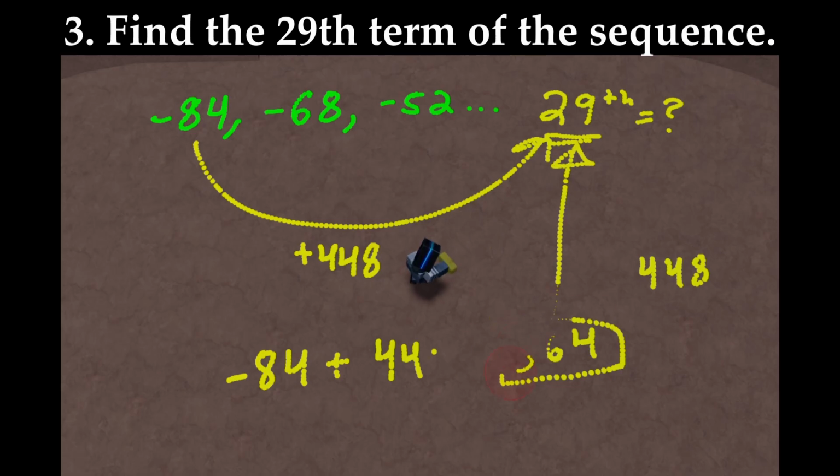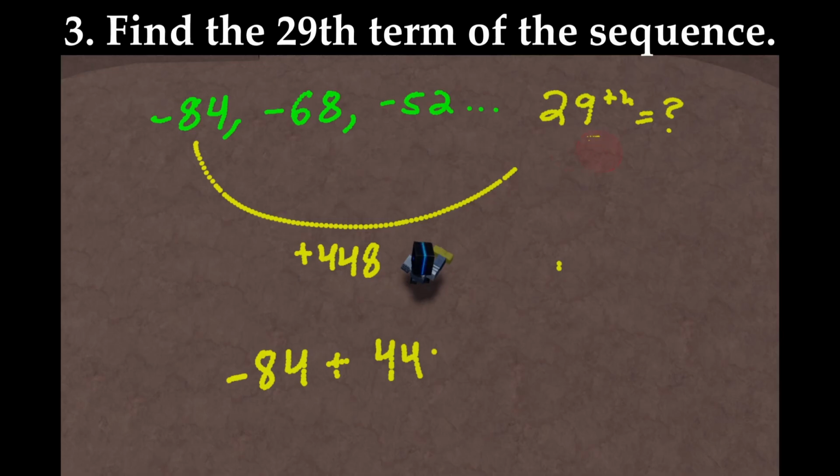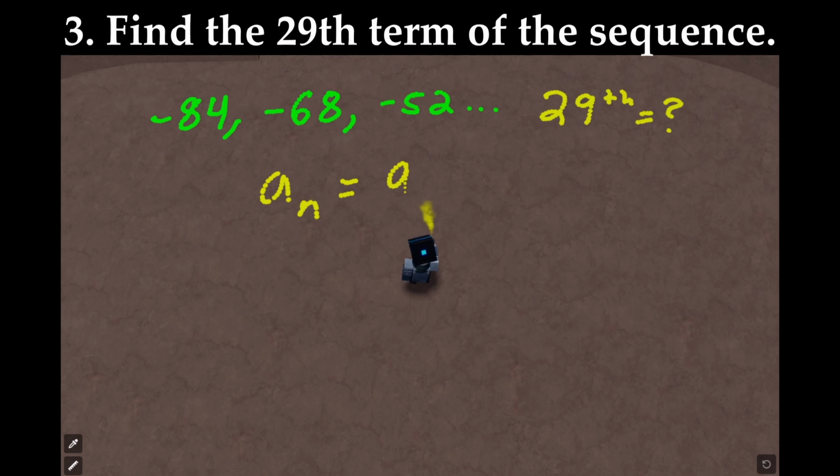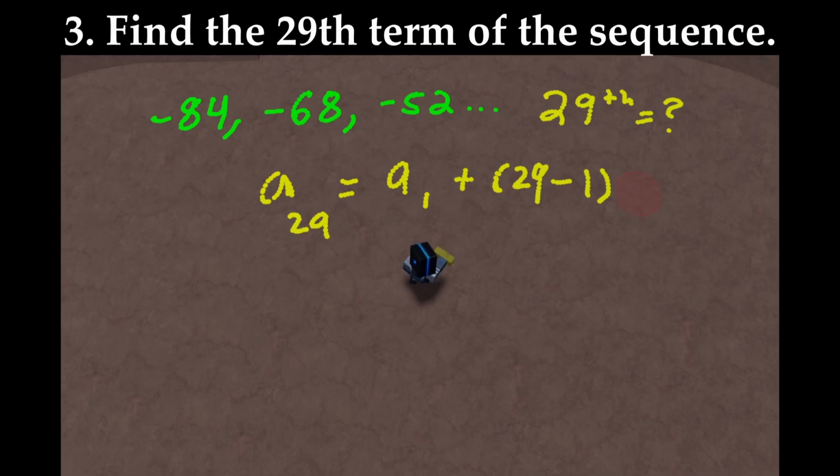And then now let me just show you how you can use the formula to get the same answer. So I'm just going to write the full formula. It says a of n is equal to a1 plus n minus 1 times d. So a of n, well, n is just 29. So I can put a 29 here. I can also put a 29 over there. Our common difference is just 16. And then our first term, a1, is just negative 84.